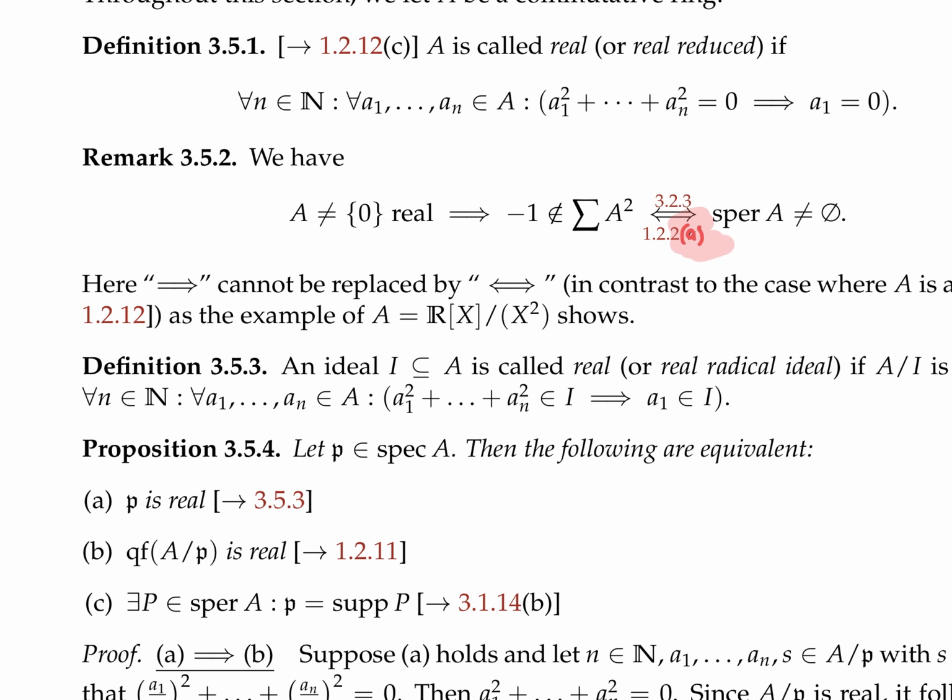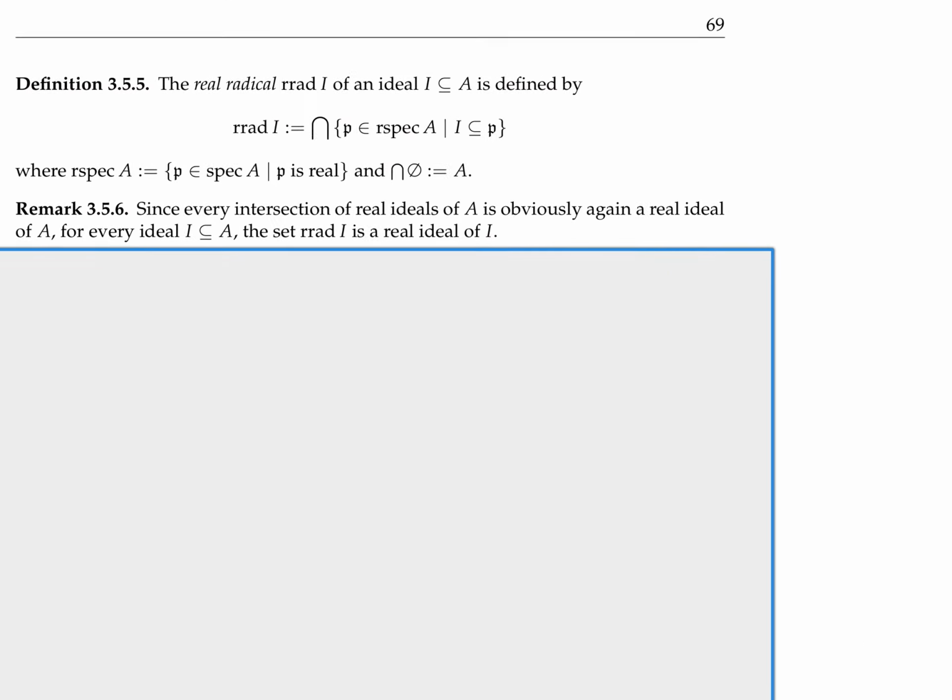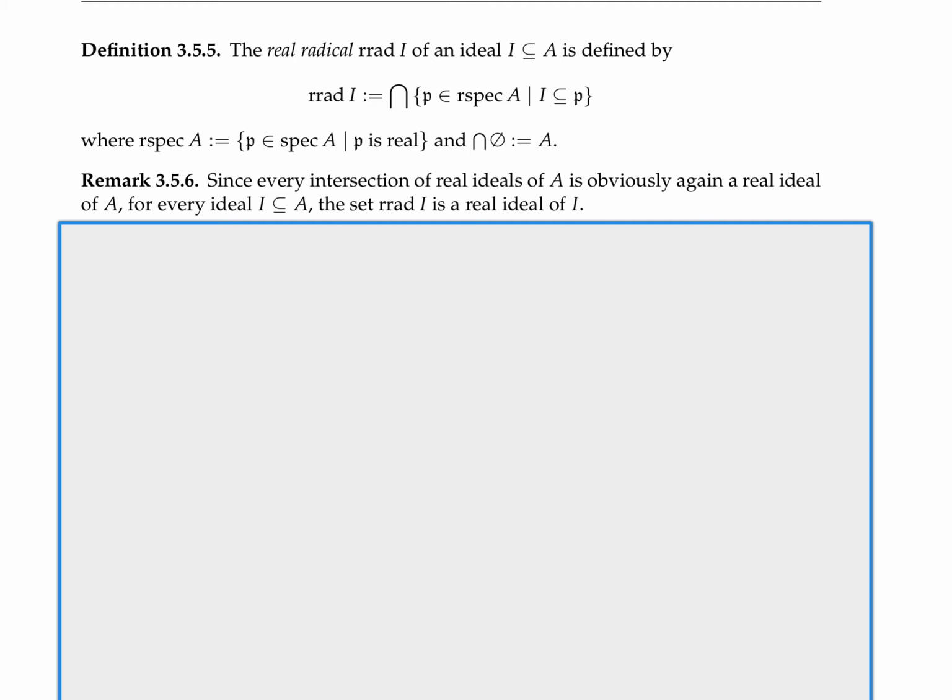Here, this condition, right? If the sum of squares lies in an intersection of real ideals, then it lies in each of these real ideals, so A1 lies in each of these real ideals, so A1 lies in the intersection. So, since every intersection of real ideals of A, even the empty intersection, which would be the whole ring, is obviously again a real ideal of A, for every ideal I, the real radical of I is a real ideal of A.